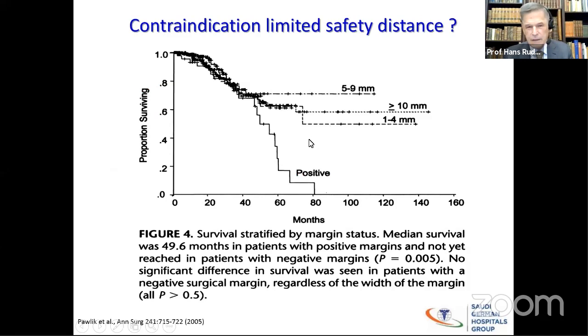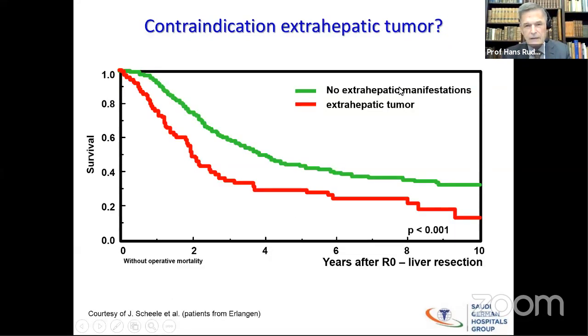Again, another trial which could show that only an actually positive margin is disastrous in the end. There was no significant difference between these 3 groups, 1 to 4, 5 to 9, or 10 or more millimeter safety distance. Therefore, this doesn't play a really important role. If you can, try to have a centimeter or more, but if not, it is enough to have less than a centimeter safety distance, as long as the tumor is totally removed.